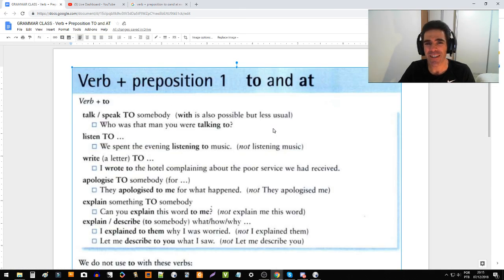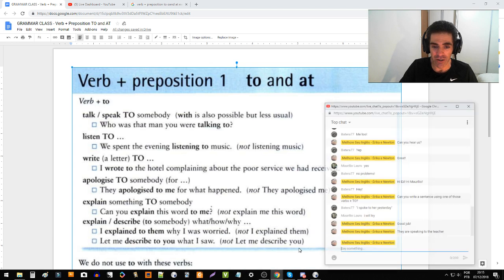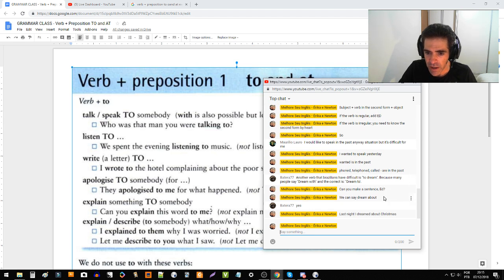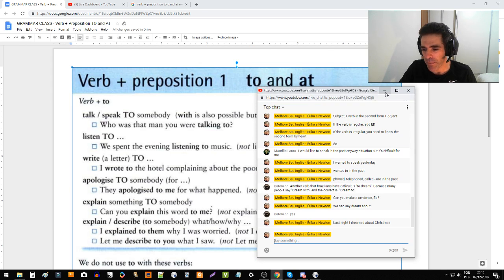So that's it for today in our free English class. I'm going to take a look at the chat. Let's see if we have any questions here. All right. Can you make a sentence there? We can say dream about. Another verb that it's hard for Brazilians to use is to dream, because many people say dream with, and the correct is dream about. Last night I dreamed about Christmas. Yeah, dream about.